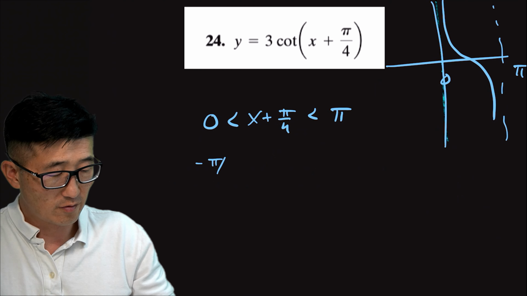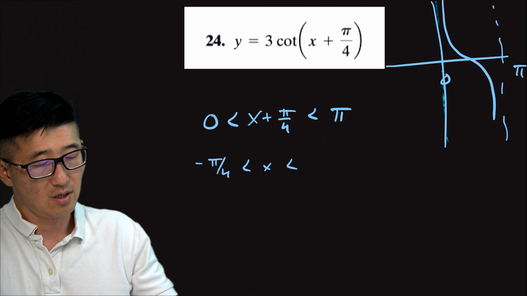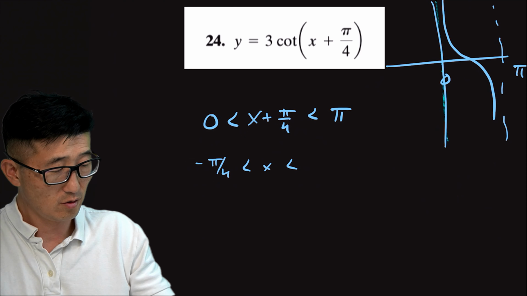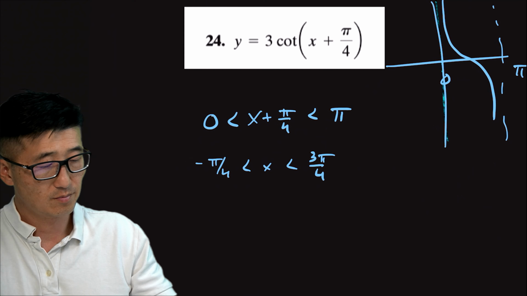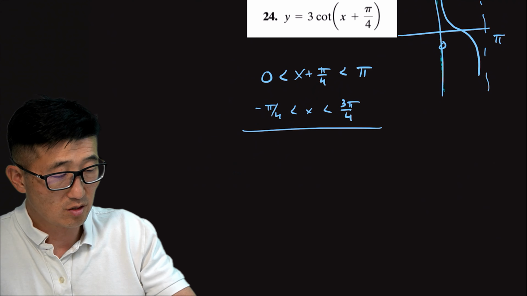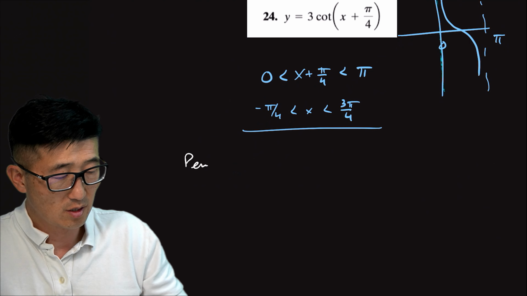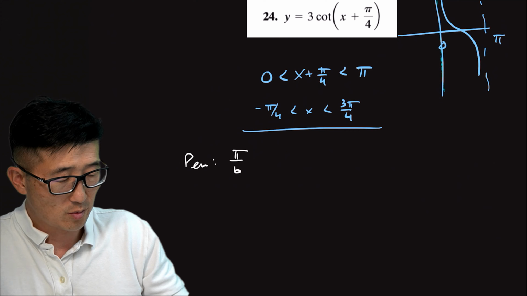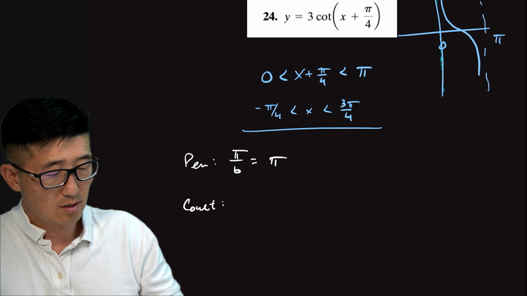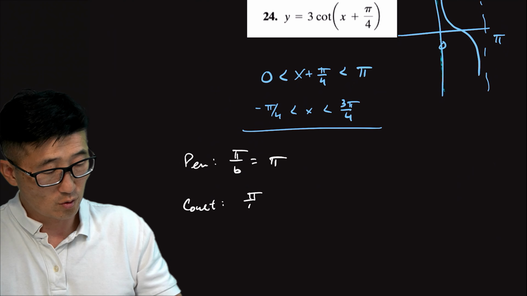We get negative pi over 4 on the left, and then pi minus pi over 4 will be 3 pi over 4? Yes, 3 pi over 4. Okay, let's finish up with the period and the count. The period is pi over b. B is just pi. Yes. Count is pi over 4.